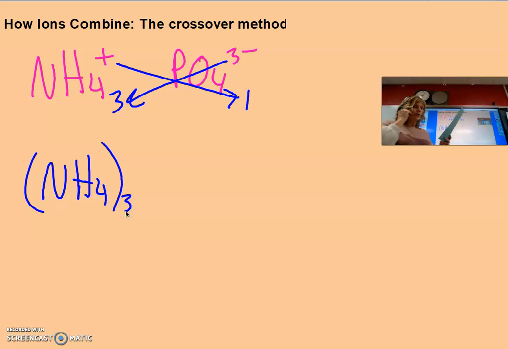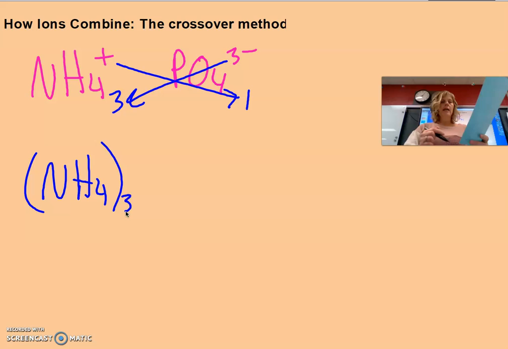The positive ion, which almost always goes first when you're combining them, so the positive ion always goes first. And, sorry, I have people coming in here. And the only polyatomic positive ion is ammonium. So only when ammonium is present do you ever need parentheses around the first ion.